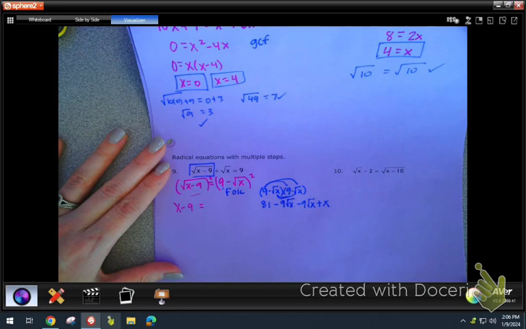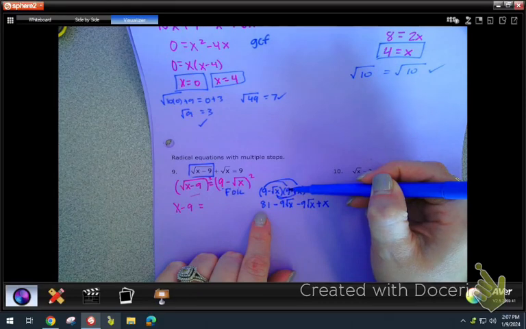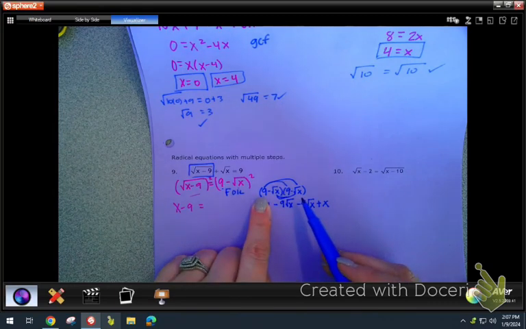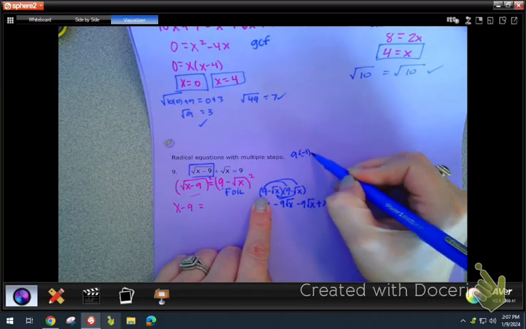Wait, can you walk through that one more time? Which part, all the FOIL or just this part? The whole thing. Okay, so I did 9 times 9. 9 times 9 is 81. We okay with that? This is probably the only one we're okay with. Okay, this is like 9 times negative 1 square root x.